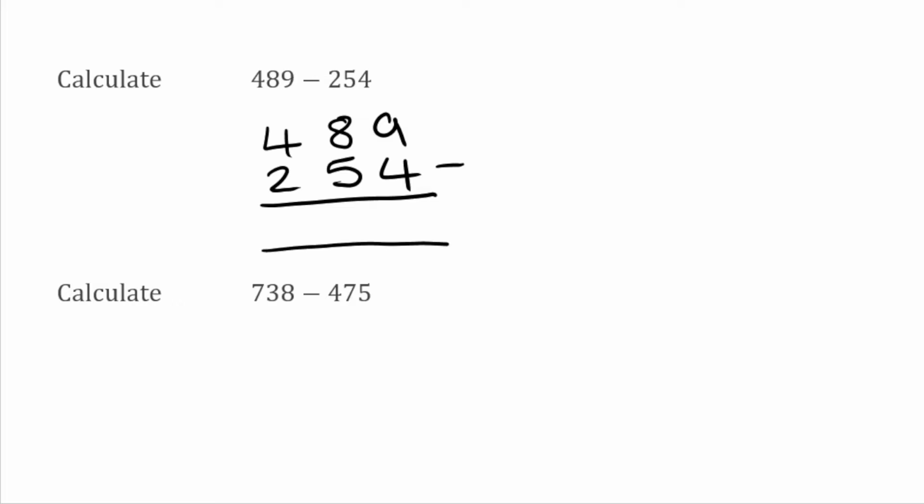Just like the questions we've done with addition, we're going to start from the right-hand column. So to begin with, I've got 9 take away 4, which is 5. I've then got 8 take away 5, which is 3. And then we have 4 take away 2, which is 2. So our answer to this would be 235.